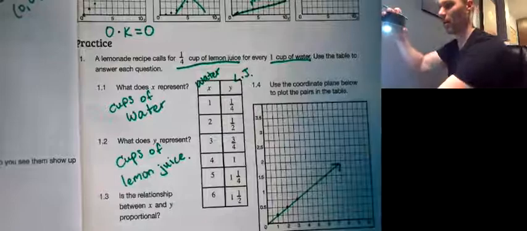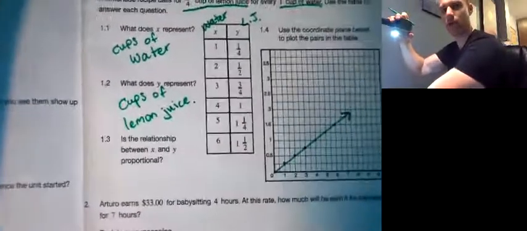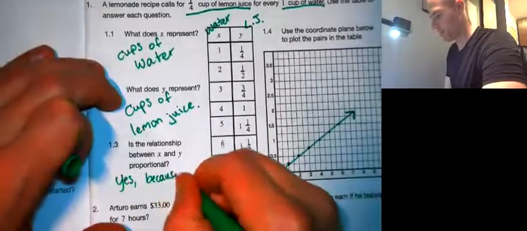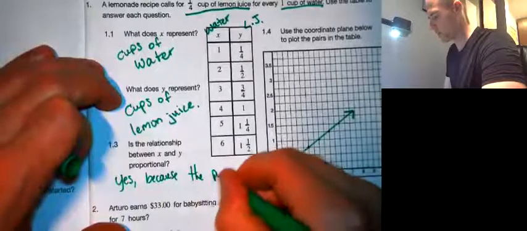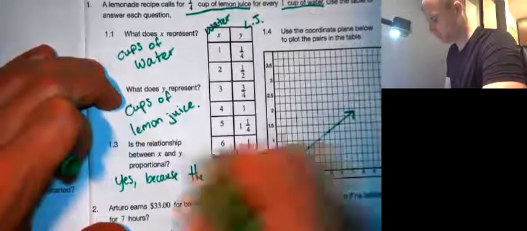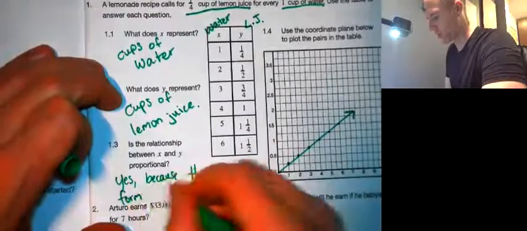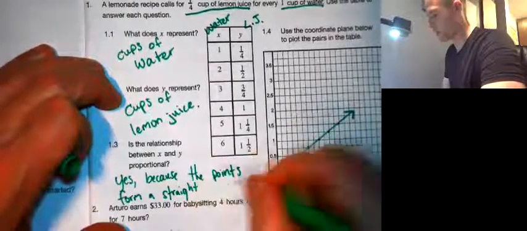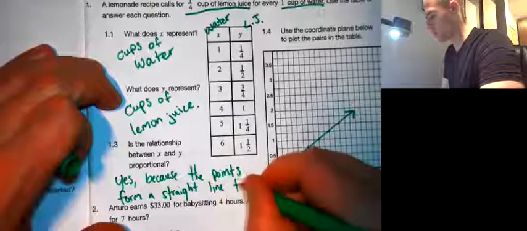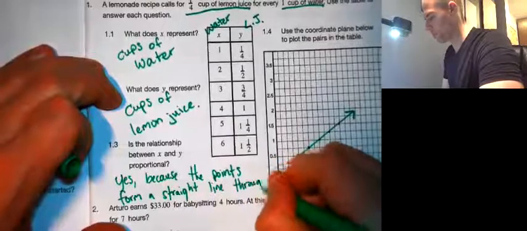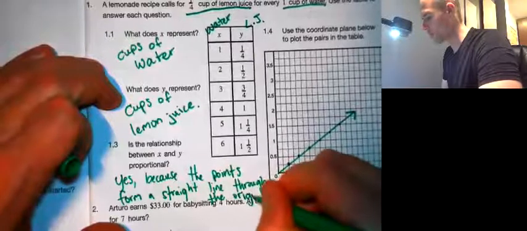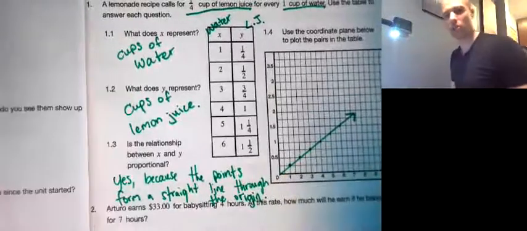So to answer question 1.3, I'm going to say yes, because the points form a straight line through the origin. Well, how do I know it contains the origin, right? Like, I kind of just put it there.